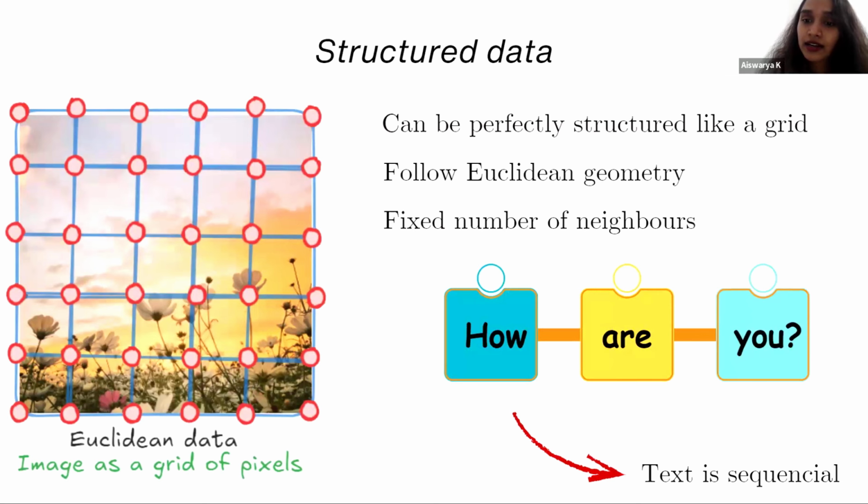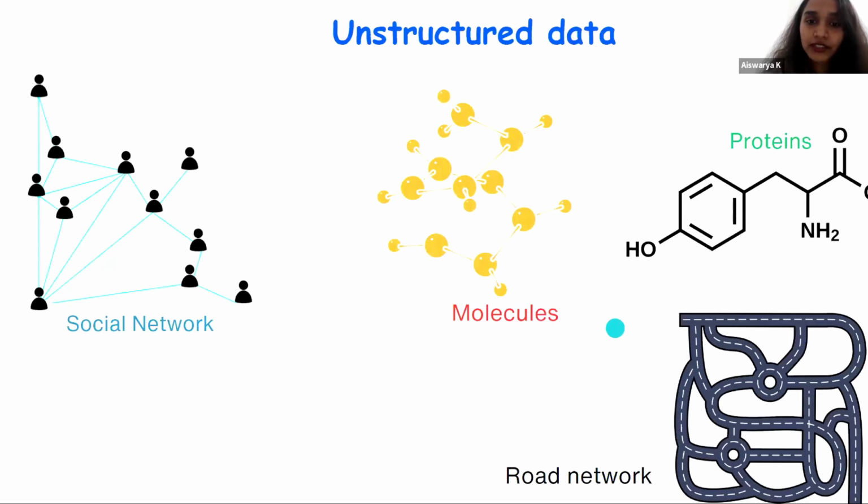geometry. Now, if we have a graph like a social network or molecules or proteins or a road network, these are real world data and these are not structured. It is not like a grid or sequential. In a social network, one person can have 5 friends and another can have 5,000. A water molecule has 3 atoms, whereas another molecule, like caffeine, has a different number of atoms.